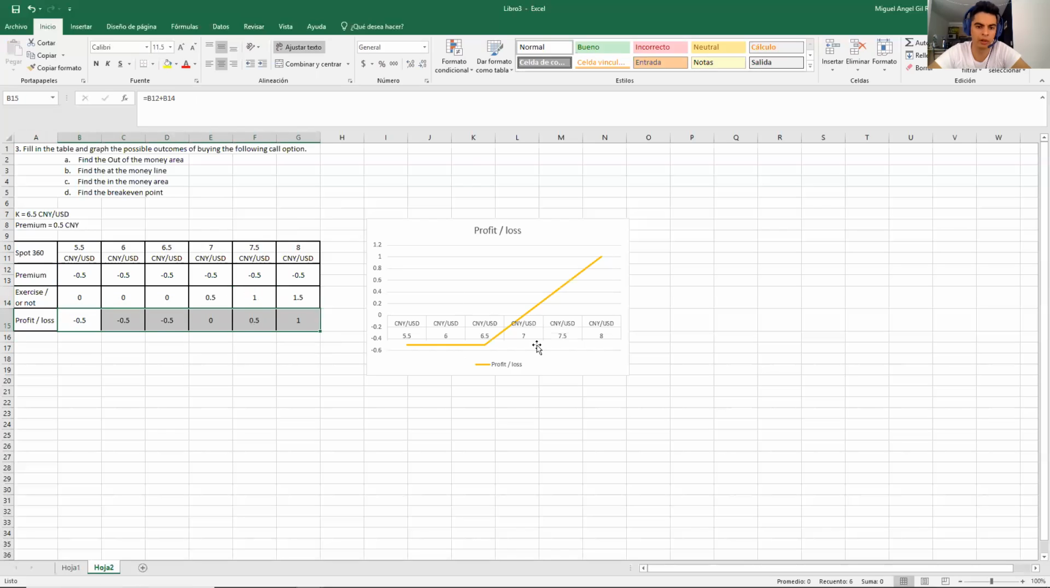Again, I have the graph already in here. And to find these points, let's begin with the break-even point. It will be in here when we have 0. So in this case, it will be at 7 yuan per dollar. That is the break-even point when we don't have profit or loss. At the money, it will be 6.5. Again, it is the strike also. To the left, it will be out of the money because it's the sad part of the table. And to the right, it will be the happy part, in the money.